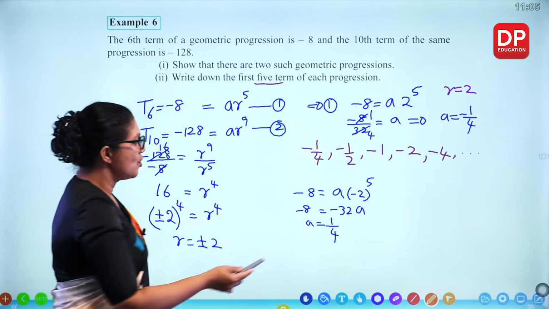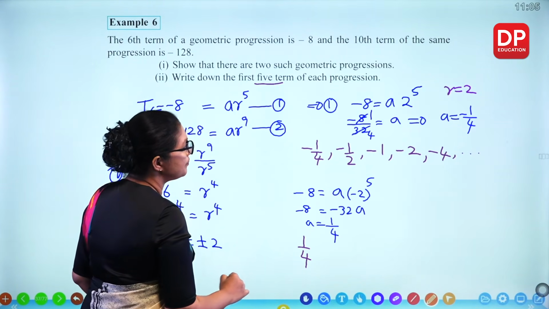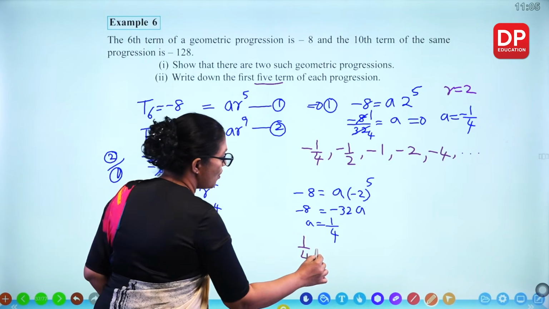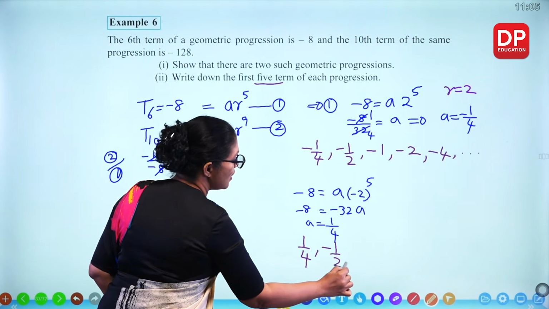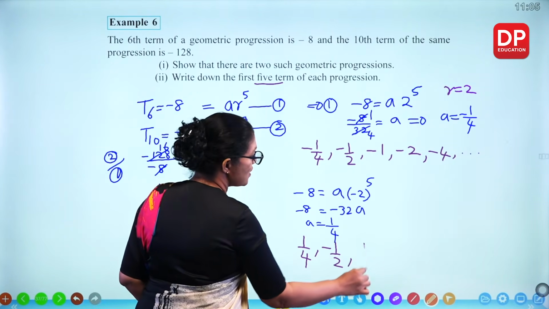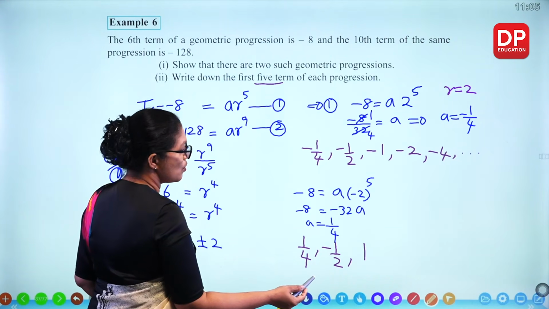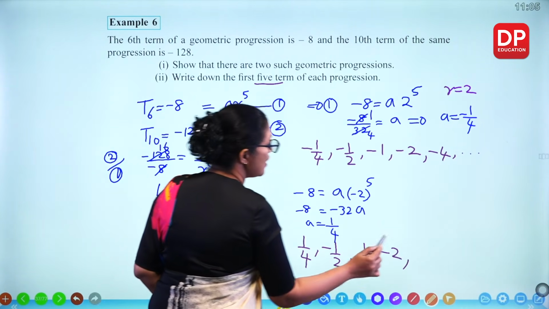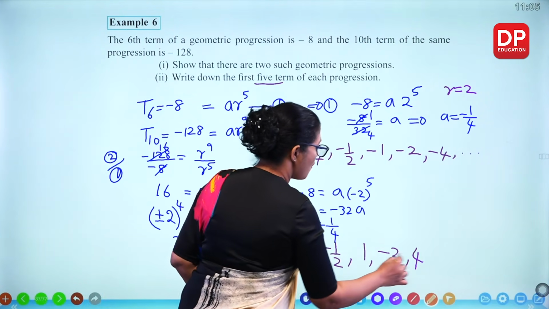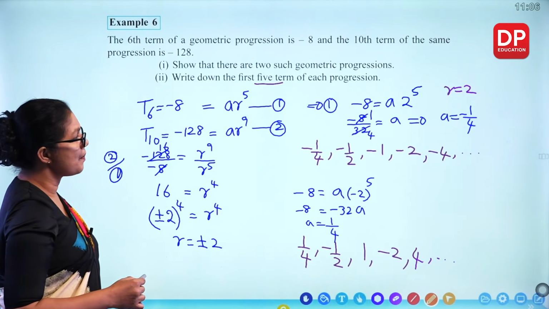When you take negative 2, starting with 1/4, you are getting multiplied by negative 2 now. Negative half. Multiplied by negative 2. You get positive 1. Positive 1 multiplied by negative 2. You get negative 2. Negative 2 multiplied by negative 2. You get positive 4. So these are the terms for this sequence.